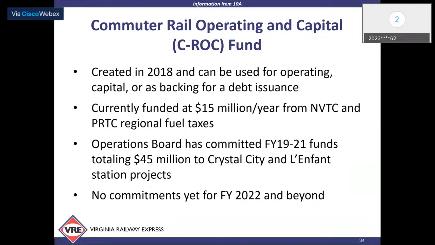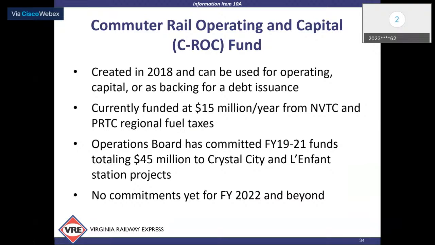So the CROC was created by the General Assembly back in 2018 to support commuter rail in the Commonwealth, which means VRE. Compared to many other sources, it has relatively few strings attached to it. It can be used for operations. It can be used to pay for capital improvements on a pay-go basis, pay-as-you-go or cash, and it can even be leveraged into a debt issuance. The only limitation is that no more than two-thirds of the CROC can be committed to debt.